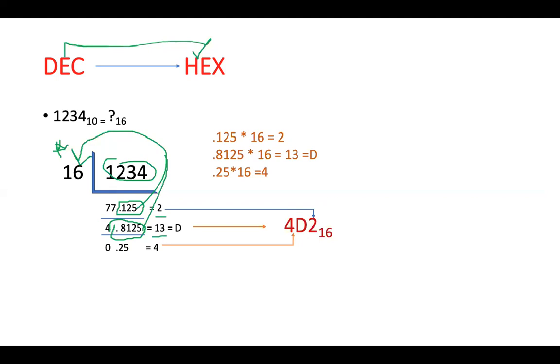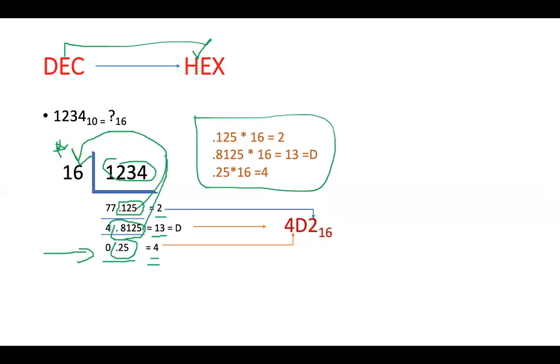Then again, we will have 4 divided by 16, it will equal 0.25. So here we are going to stop because we reached 0, and we are going to take 0.25, and we are going to multiply it again. You can see the whole process here. We are going to multiply it with 16, and it will equal 4.